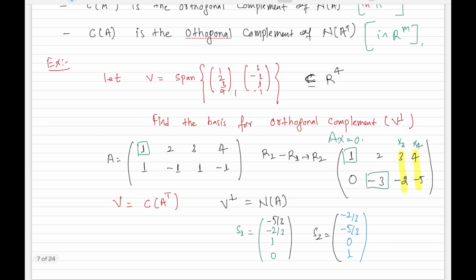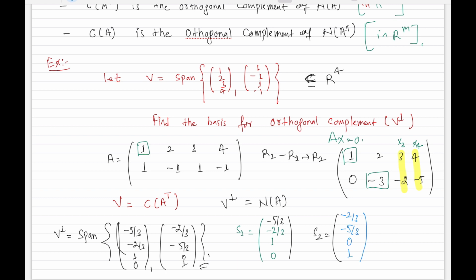So what will be the V perp, the orthogonal complement of this vector space V? It will be the span of, or the linear combination of, these two vectors, or you can say directly the null space, comma, minus 2 divided by 3, 5 divided by 3, 0, 1. So this is the one way we can find this.